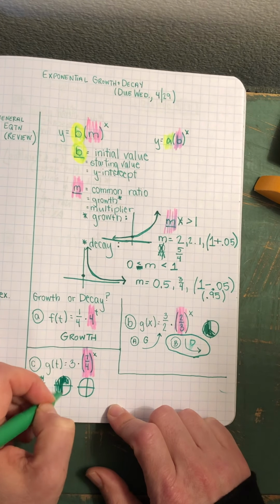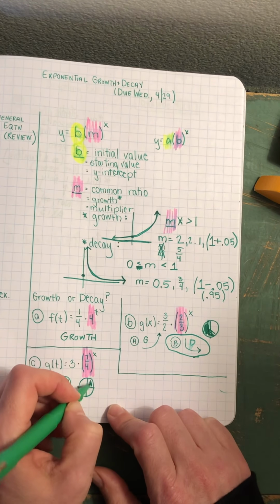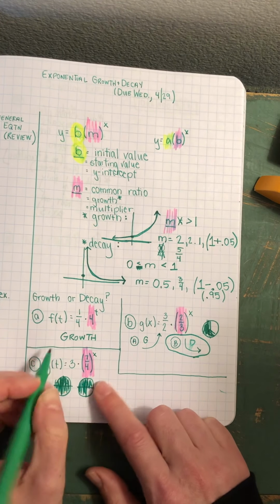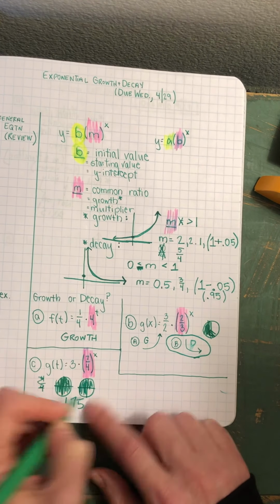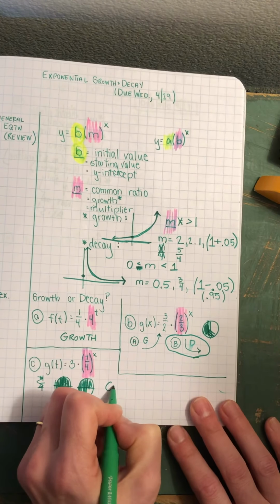So this one is all done. There's 4, and then there's 7 more. So this is like 1.75, actually. That's bigger than 1, so it's growth.